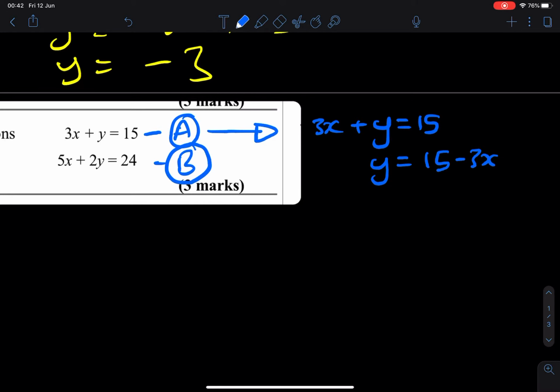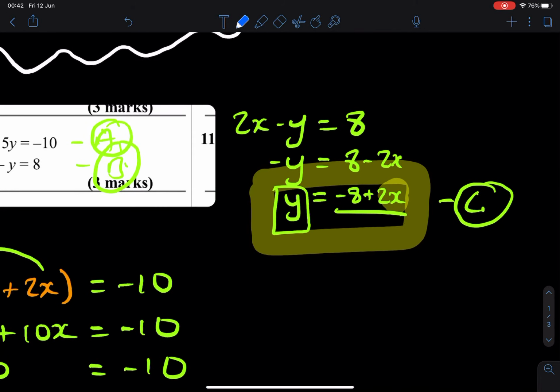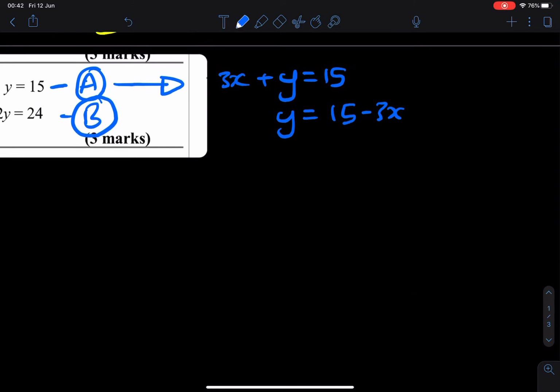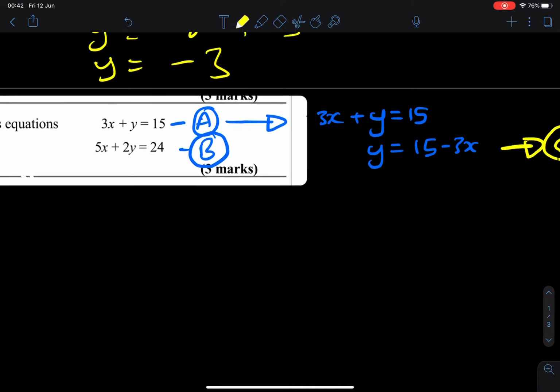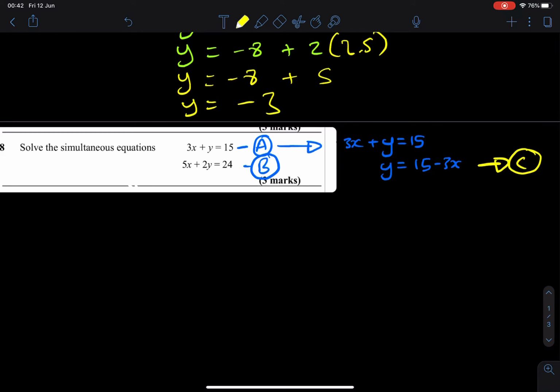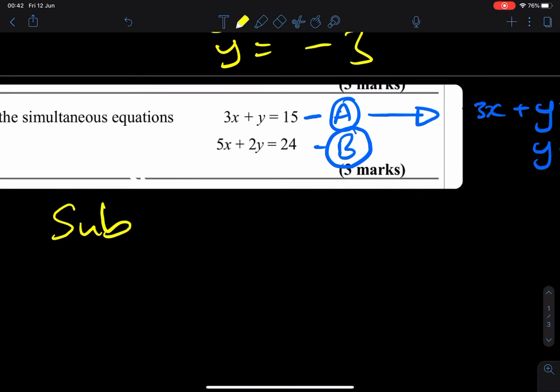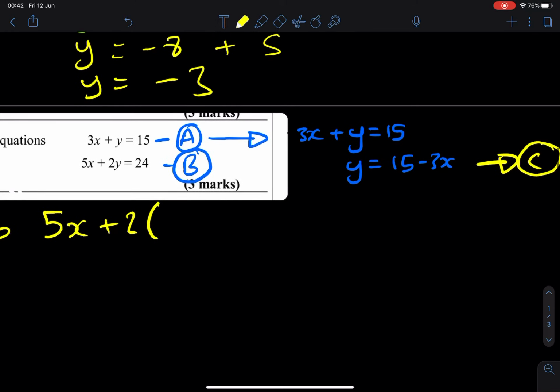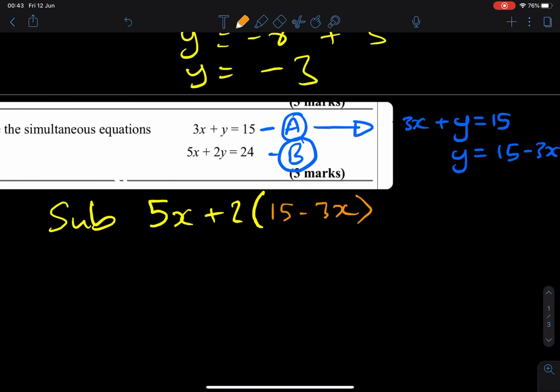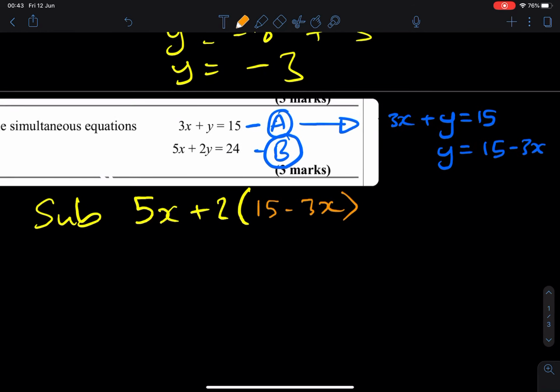Now in case you forgot, what I did was I ended up labeling this new equation that I made C. So let's label this one C, and I can use that for later on. And now I'm going to substitute into the other equation. So I've originally rearranged A, now I'm going to substitute it into B. So 5x plus 2y, but instead of y is 15 take away 3x, which is equal to 24.